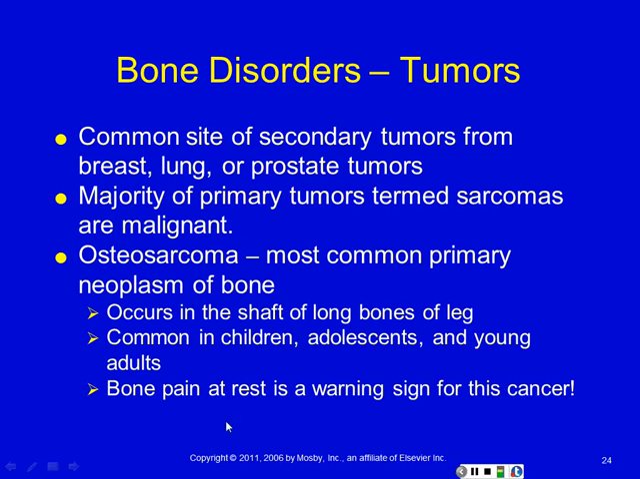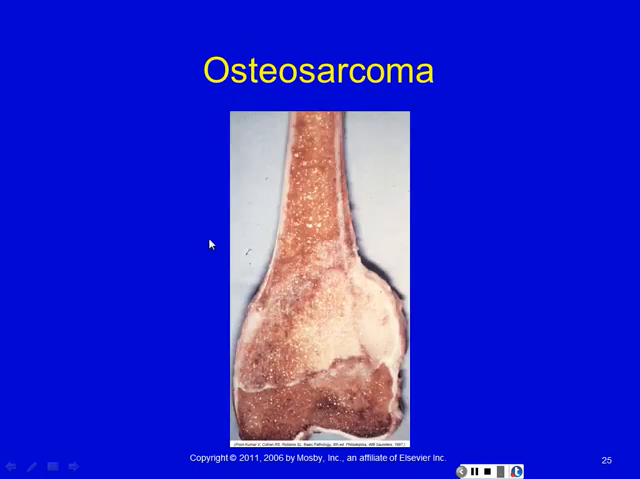So the warning sign here is bone pain at rest. If you're an active adolescent, an active young adult, an active child, every once in a while you're going to have some bone pain, because you landed wrong when you were jumping or you tripped and fell, those kinds of things. But that pain should go away when you have that bone rested and elevated. If the pain doesn't go away with rest, then that's a sign that there's something else going on, and it might be an osteosarcoma. So here's what that looks like.